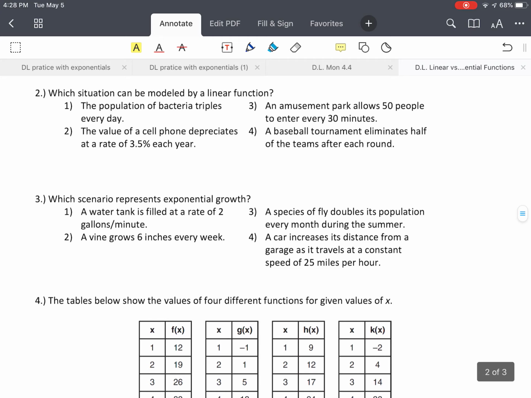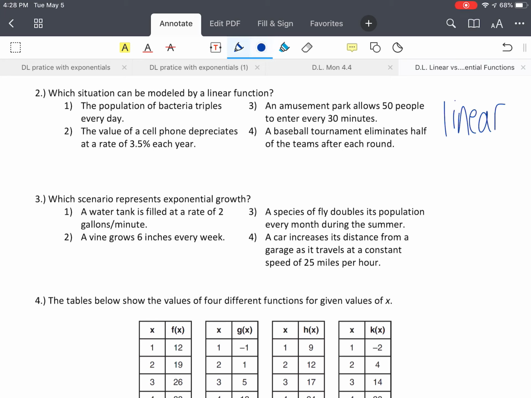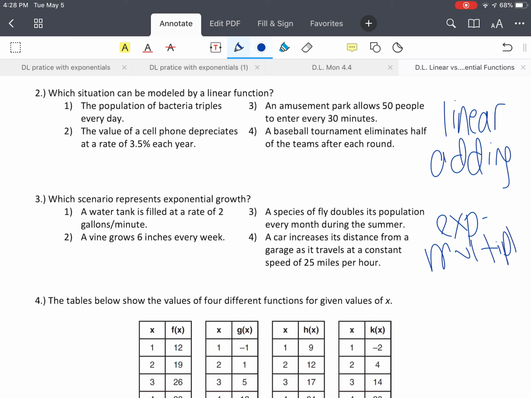Sometimes you might get asked a word problem talking about linear or exponential. Linear, we're adding or subtracting the same amount every time. So for linear, we're adding. And for exponential, remember, we're multiplying. And a lot of times you're going to see a percent because something's happening and it's increasing at a rate of 2%. That's how we would get that multiplying factor. So let's take a look at number 2.